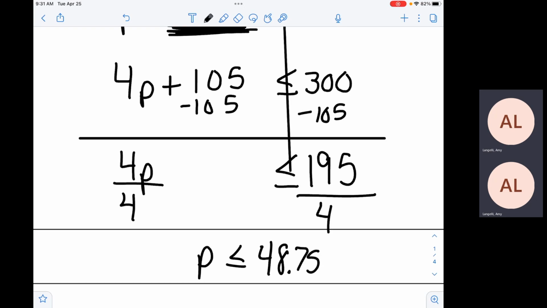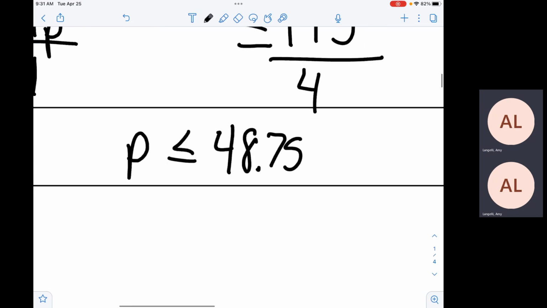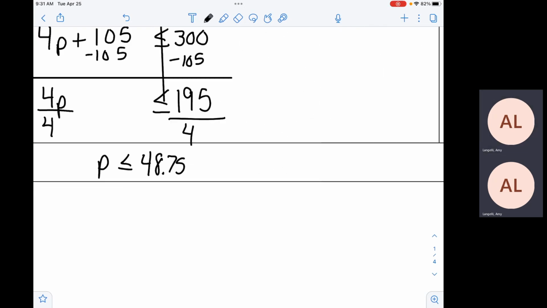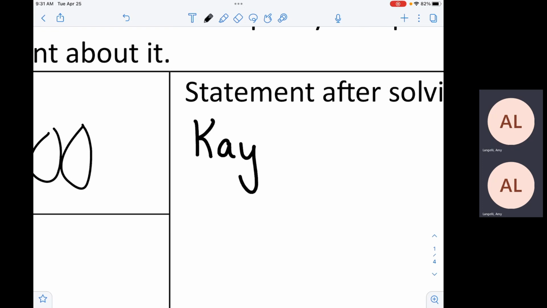48.75. Because I don't have an answer key on me, can somebody verify that? Somebody verify for me, please. Okay. So what is that statement about the pictures? What does that mean? Not quite.